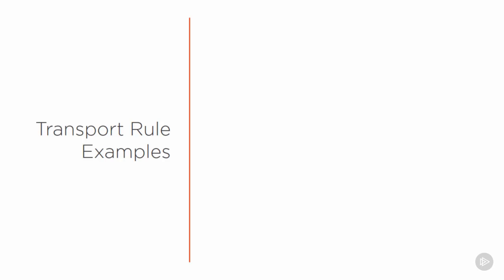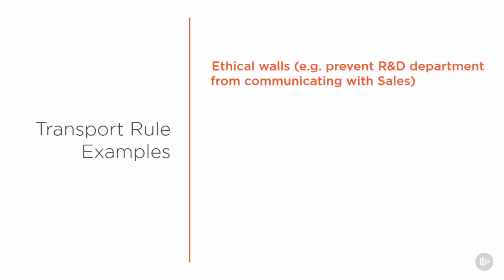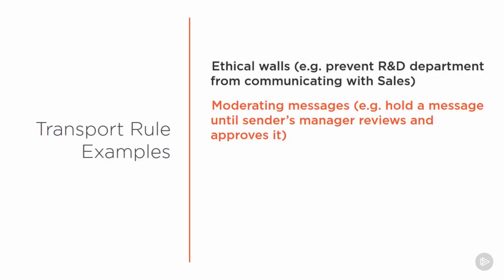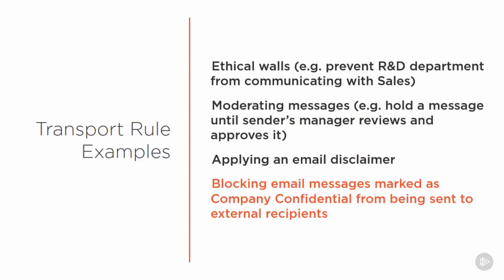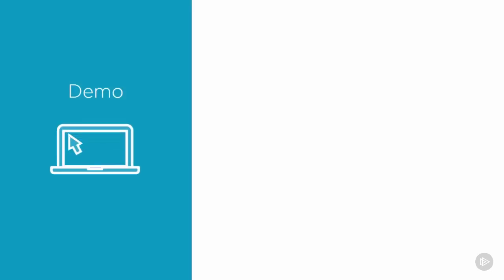Transport rules are pretty flexible and can be used for all kinds of situations like creating ethical walls within the company or holding messages for approval by a moderator. You can also append email disclaimers by using transport rules and, quite relevant to this module, taking action on classified messages, for example by blocking confidential email from being sent to external recipients.